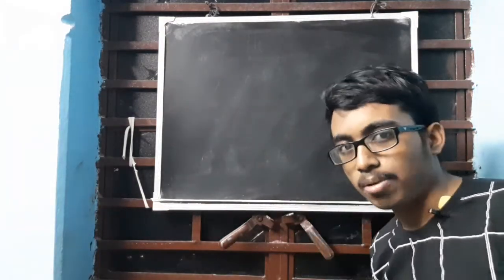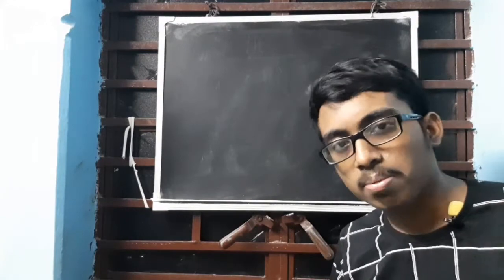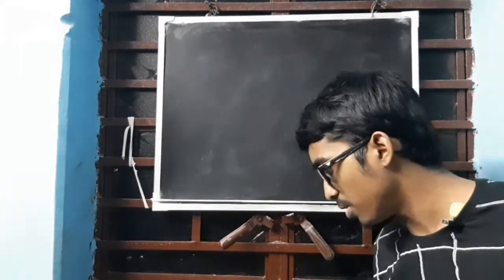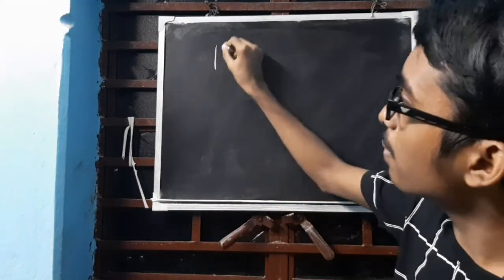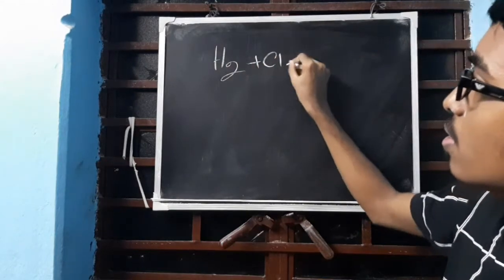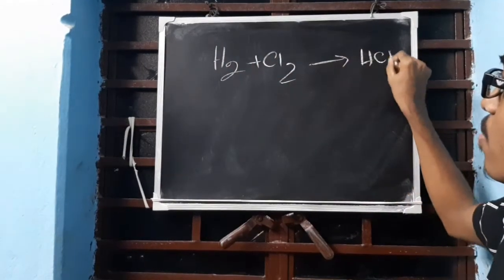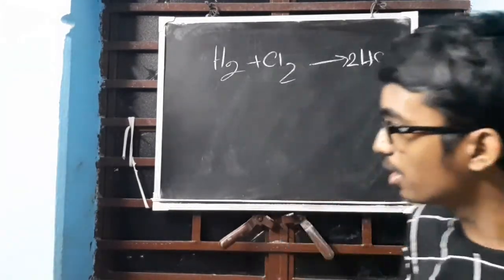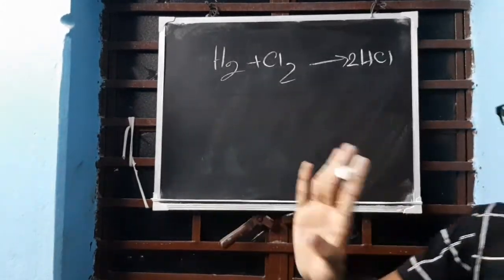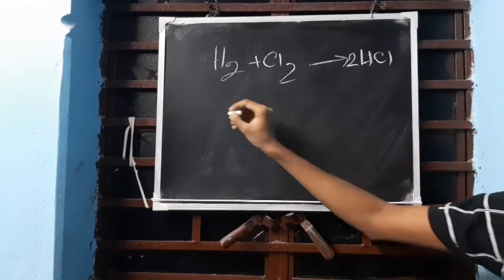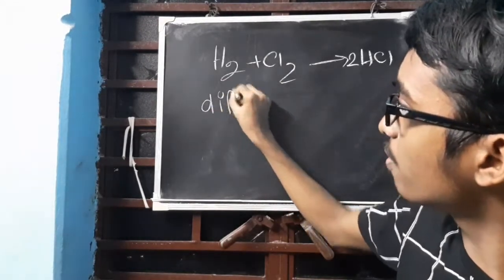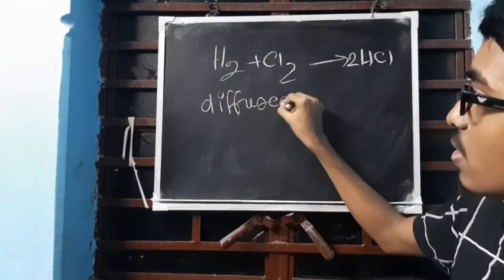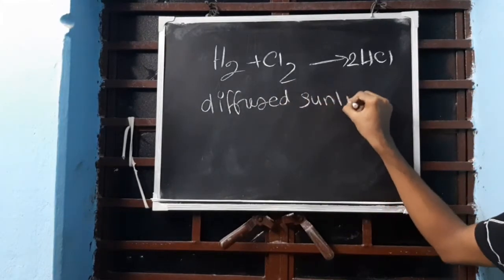Next, preparation. How will you prepare? I'm not talking about laboratory preparation, I'm talking about general preparation. Very simple. If you combine H2 and Cl2, easily HCl will be formed. I'm not talking about HCl acid, HCl gas will be formed. Clear? This reaction everyone knows. But there is a condition that is very necessary, that is diffused sunlight. Direct sunlight you cannot give.